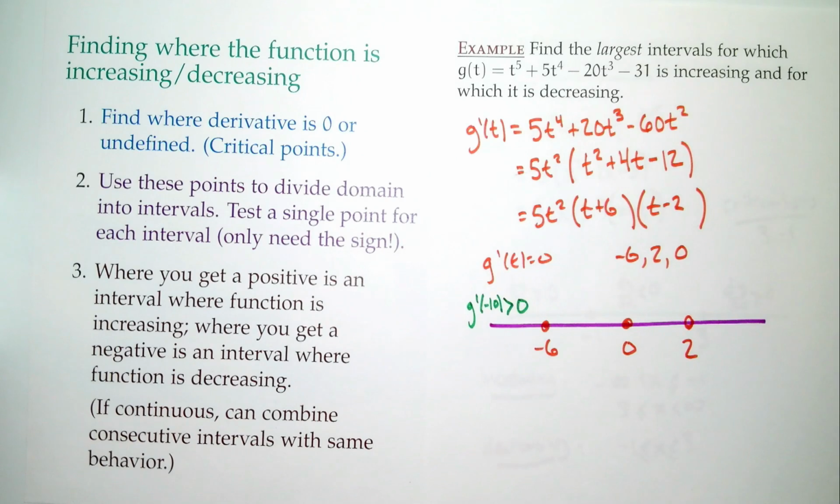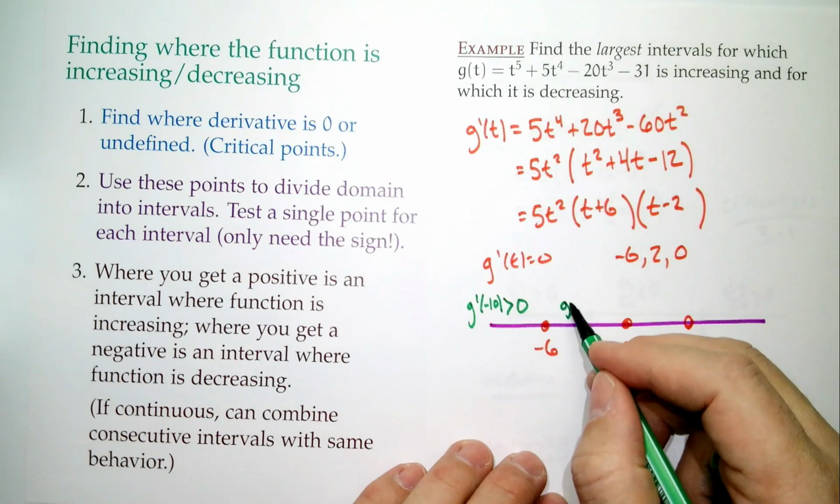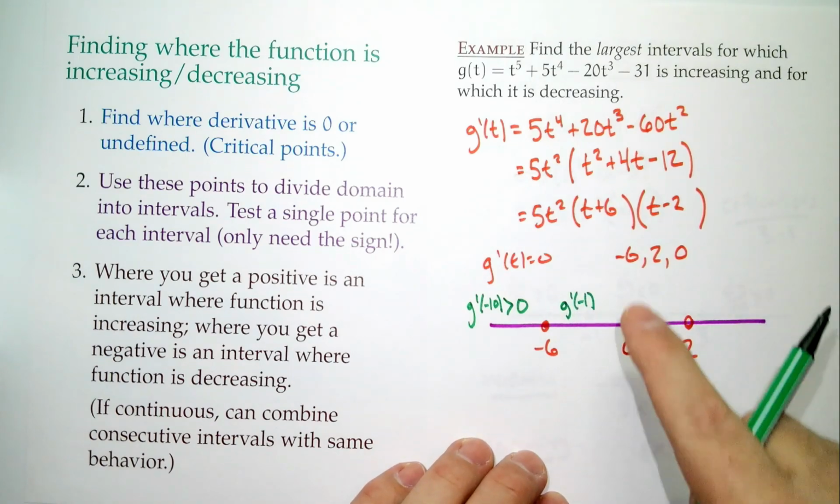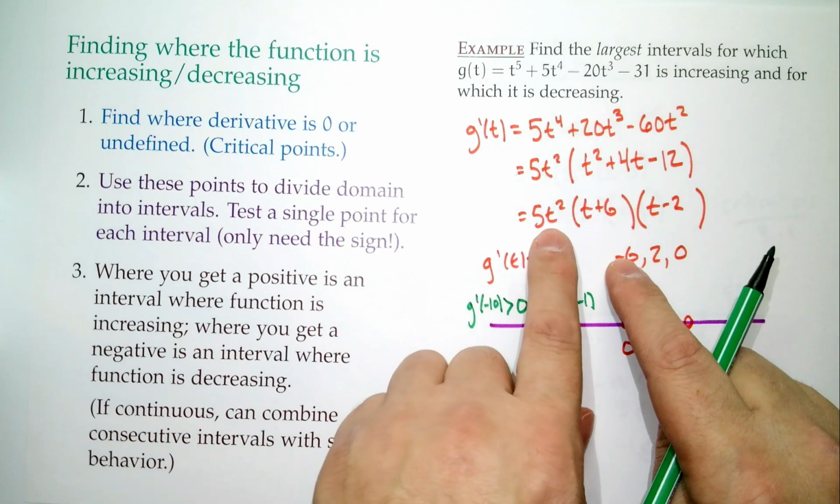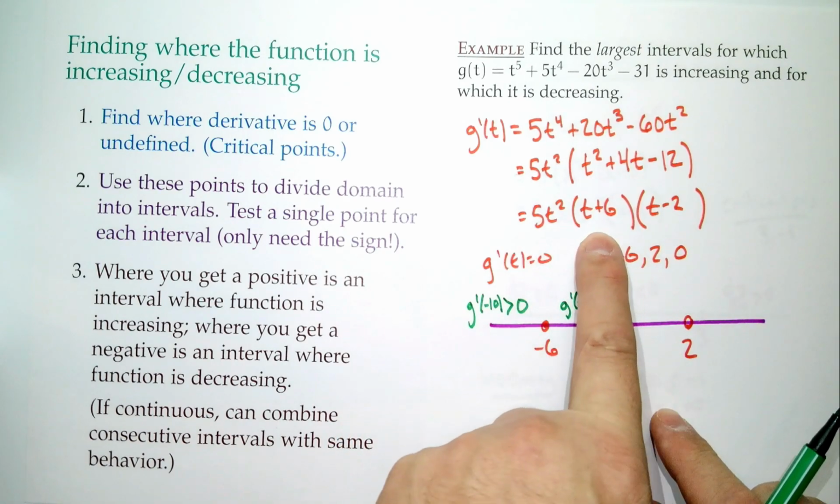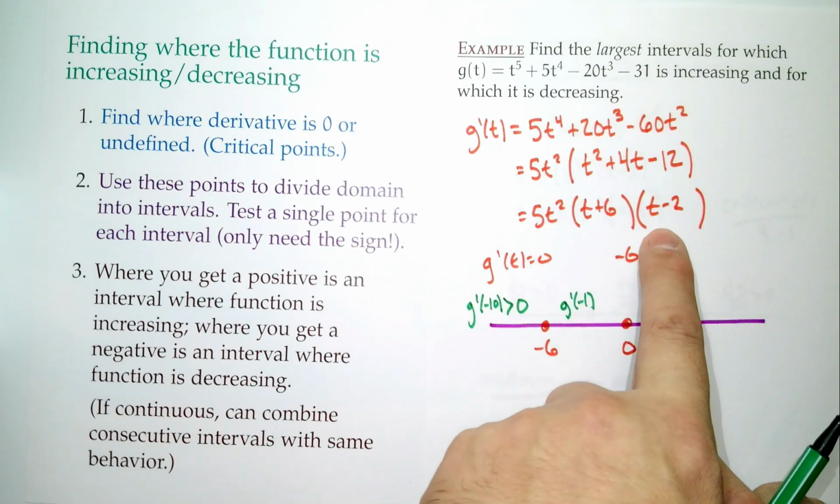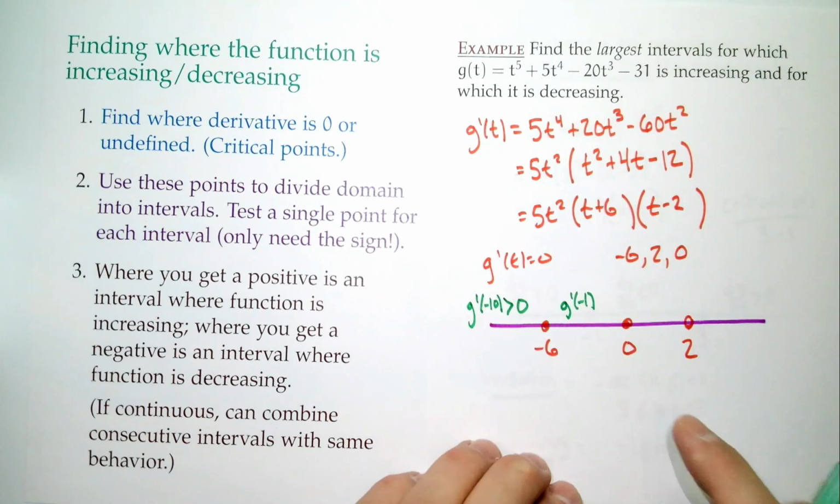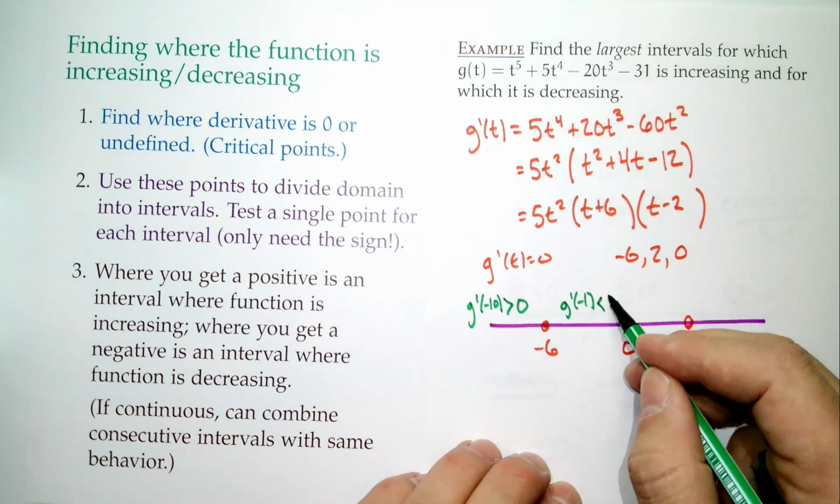Okay, negative 6 to 0. Pick a point. Negative 1. That's good. Great point. We plug in negative 1. Okay, again, let's do the factored form. t squared, positive, because that's negative 1 squared. Negative 1 plus 6, positive. Negative 1 minus 2, negative, so negative.